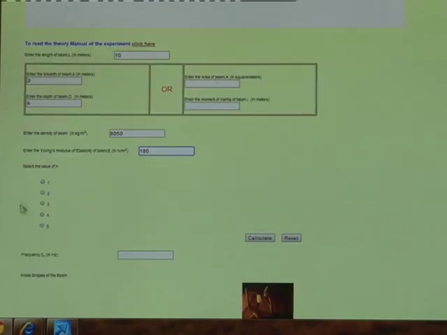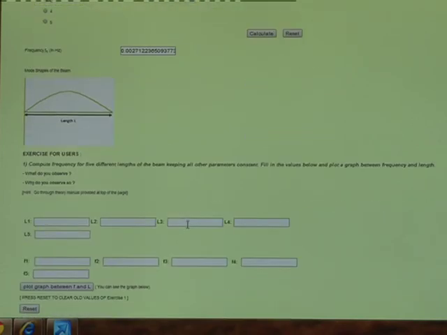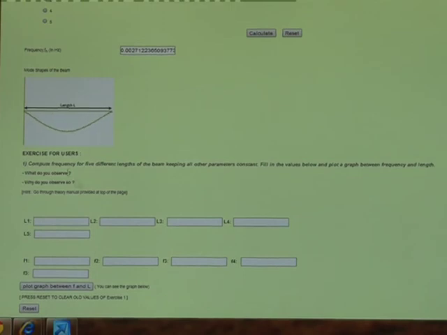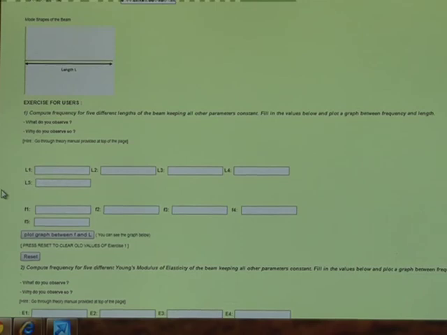And now for the value of n, if we take n equals 1, then it will calculate the natural frequency. And here we can see the mode shapes in animation form, and this is another exercise for the users which they can perform after the experiment, where they have to plot the different values of L, and they can get the value of F for different values of L.